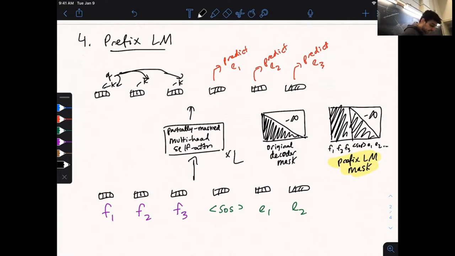Now, when I get over here and I have a query, I'm not looking at the keys over here. That would be totally cheating. So instead, this query is going to look at all of the keys back here. And similarly, the next query here is going to look at the keys over here. Okay, so this is getting really messy, but you can tell what is happening.